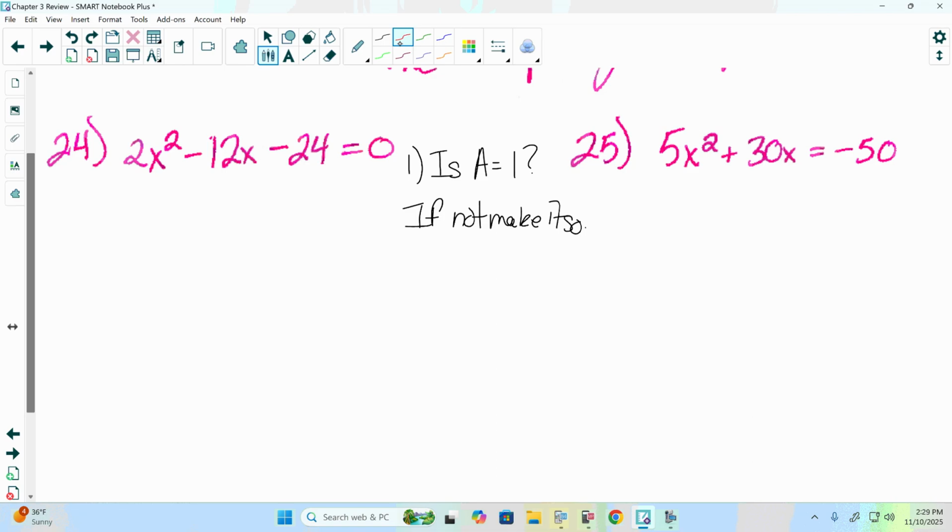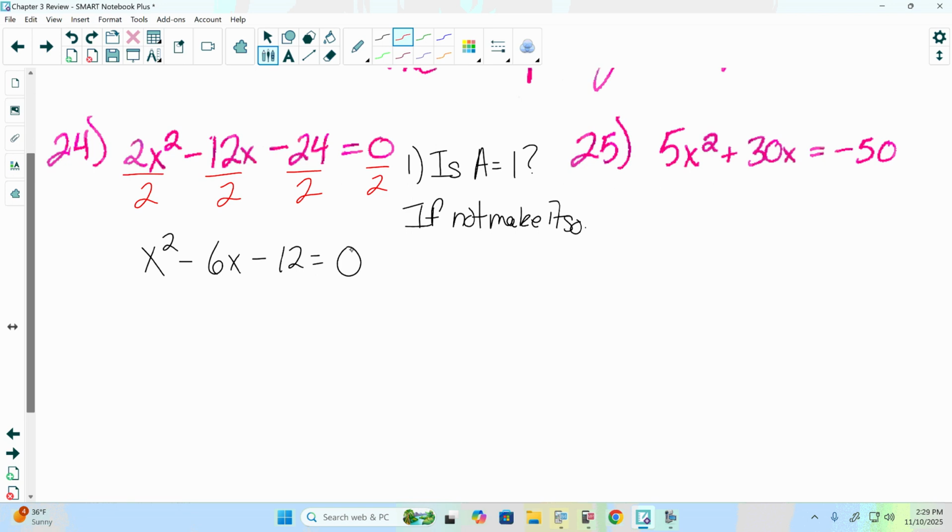Is a equal to 1? If not, make it so. So we just need to make sure that the number in front of x squared is 1. If it is, we just move on to step 2. If it's not, we divide everything by that amount.